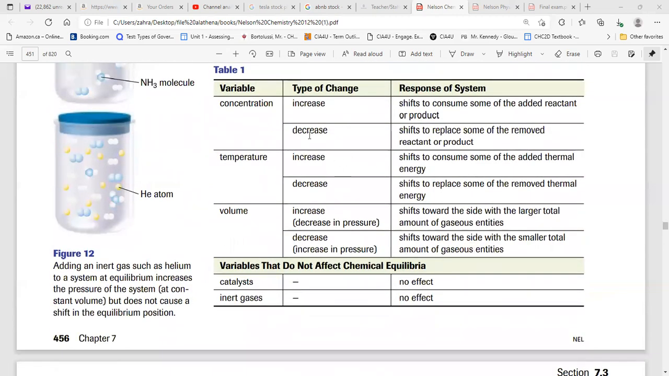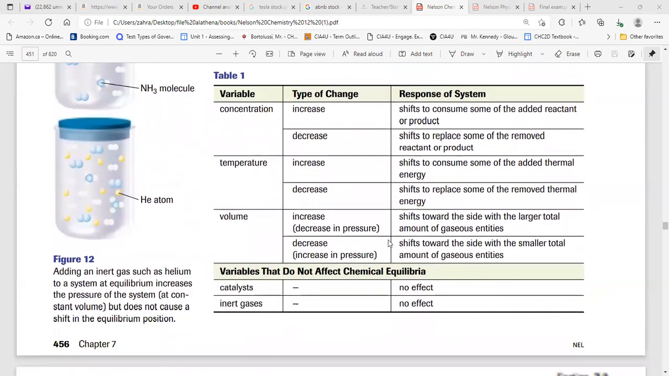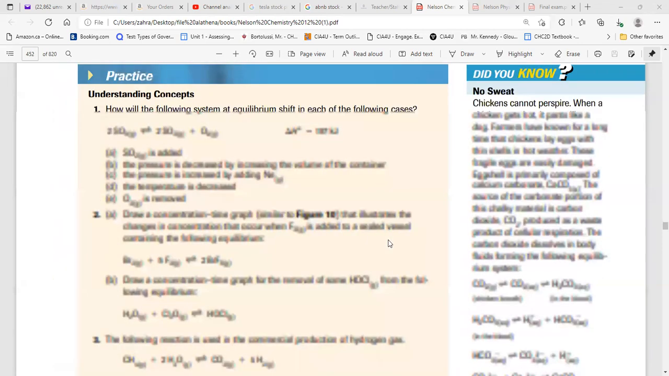So here is the summary: concentration, temperature, volume, what is happening, what kind of shift you have, and also catalyst and inert gas, which have no effect. You can find this table useful for review and summary.